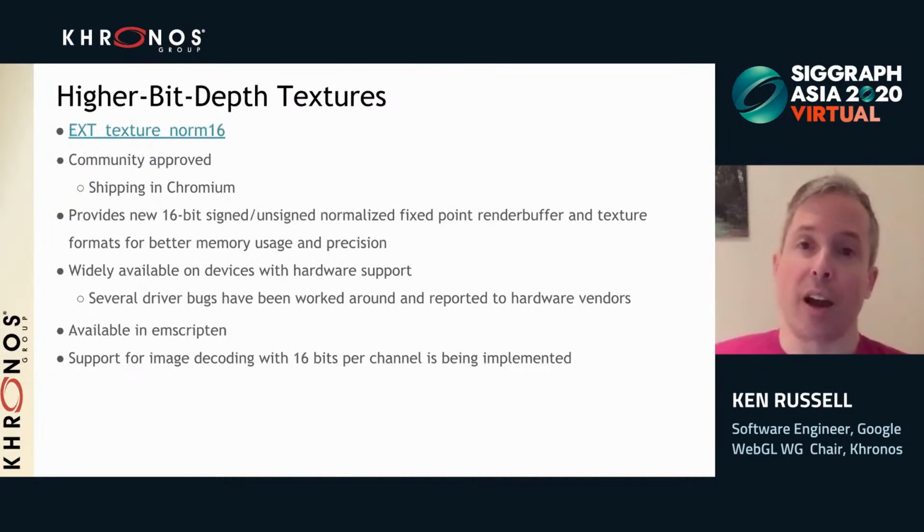Customers have frequently requested higher bit depth textures as well, and these are now supported in WebGL via the EXT_texture_norm16 extension. This extension is community approved and shipping in Chromium today. It provides new 16-bit signed and unsigned normalized fixed point render buffer and texture formats for better memory usage and precision. The extension is widely available on devices with hardware support, and several driver bugs have been worked around and reported to hardware vendors. The extension is available to C++ applications via Emscripten, and support for decoding images that contain 16 bits per channel is being implemented now.